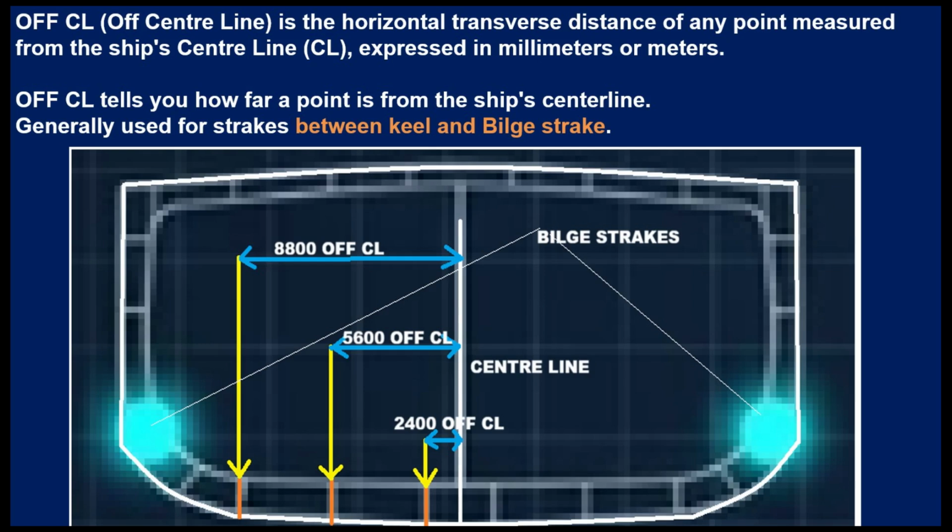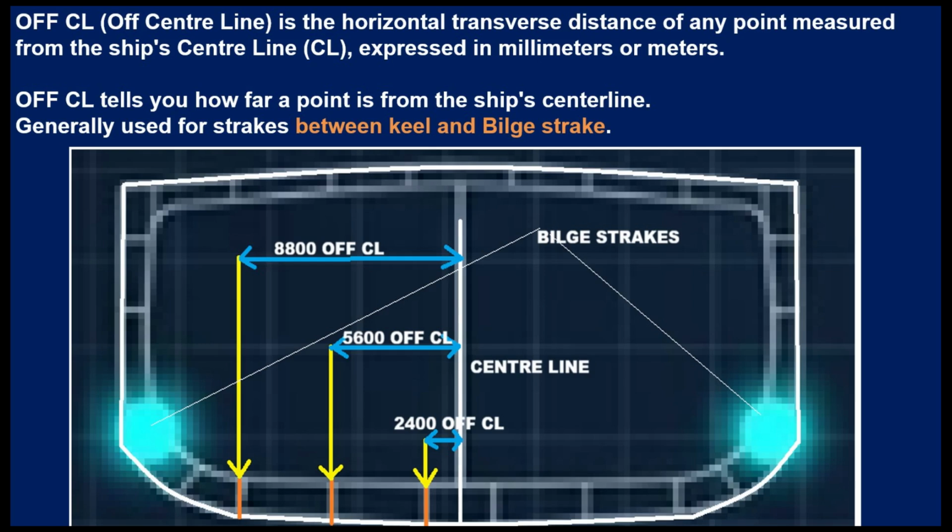Whenever a drawing shows 5600 OFCL, it means the structural member is located 5,600 millimeters away from the ship's centerline. Similarly, if you see 8800 OFCL, it indicates that the structure is 8.8 meters from the centerline. OFCL is commonly used to locate girders, longitudinals, shell edges, sea chests, and many other structural members whose position is measured sideways rather than vertically.